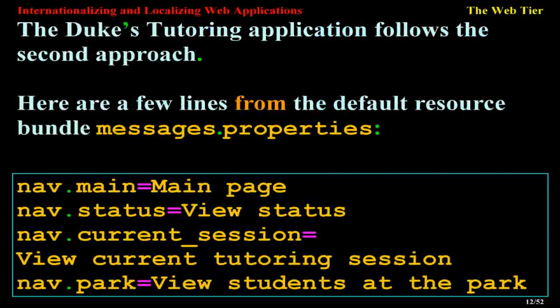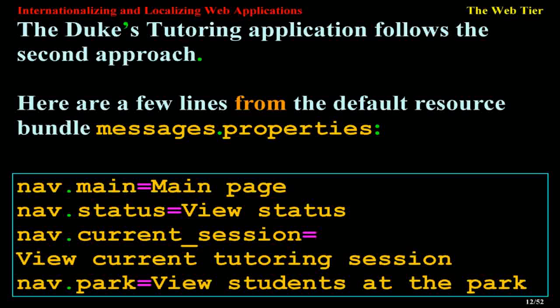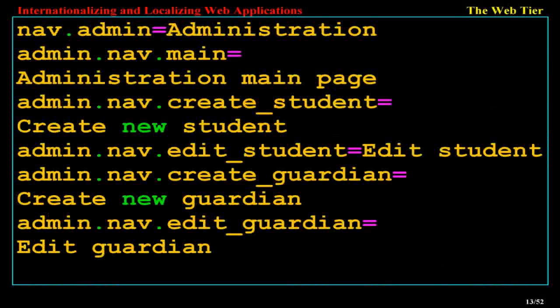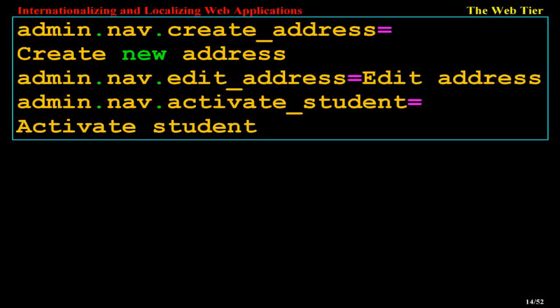Here are a few lines from the default resource bundle messages.properties. nav.main = main page; nav.status = view status; nav.currentSession = view current tutoring session; nav.park = view students at the park; nav.admin = administration; admin.nav.main = administration main page; admin.nav.createStudent = create new student; admin.nav.editStudent = edit student; admin.nav.createGuardian = create new guardian; admin.nav.editGuardian = edit guardian; admin.nav.createAddress = create new address; admin.nav.editAddress = edit address; admin.nav.activateStudent = activate student.